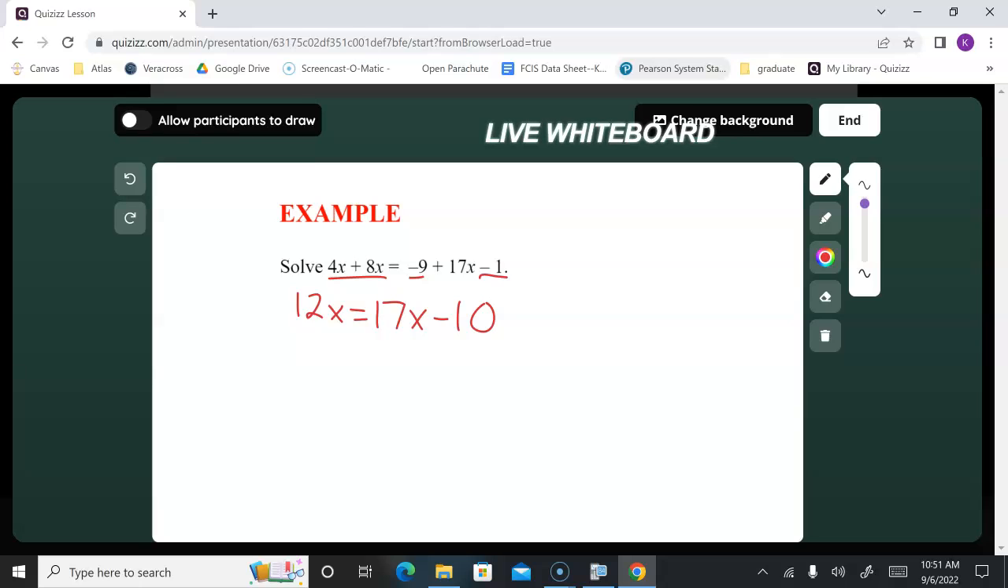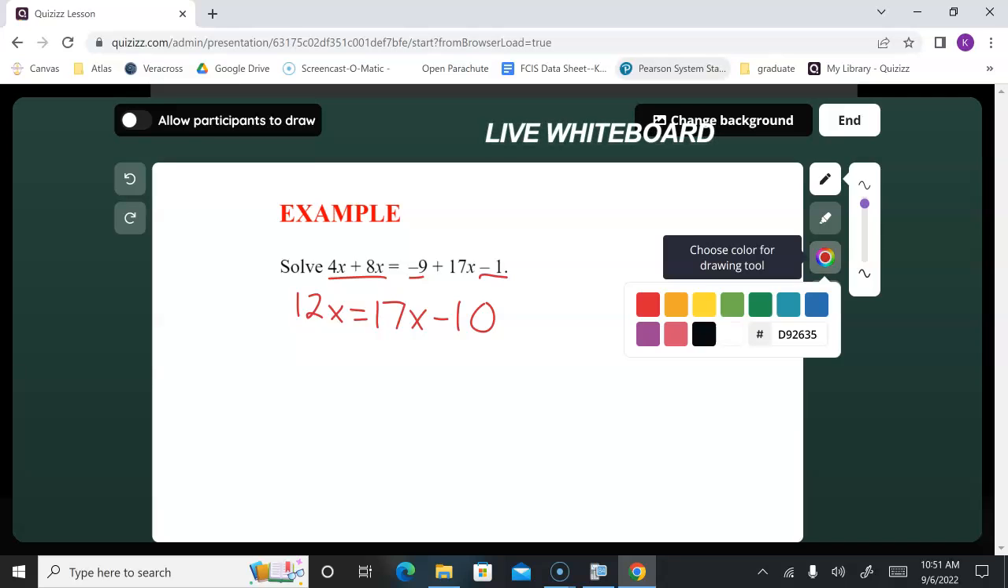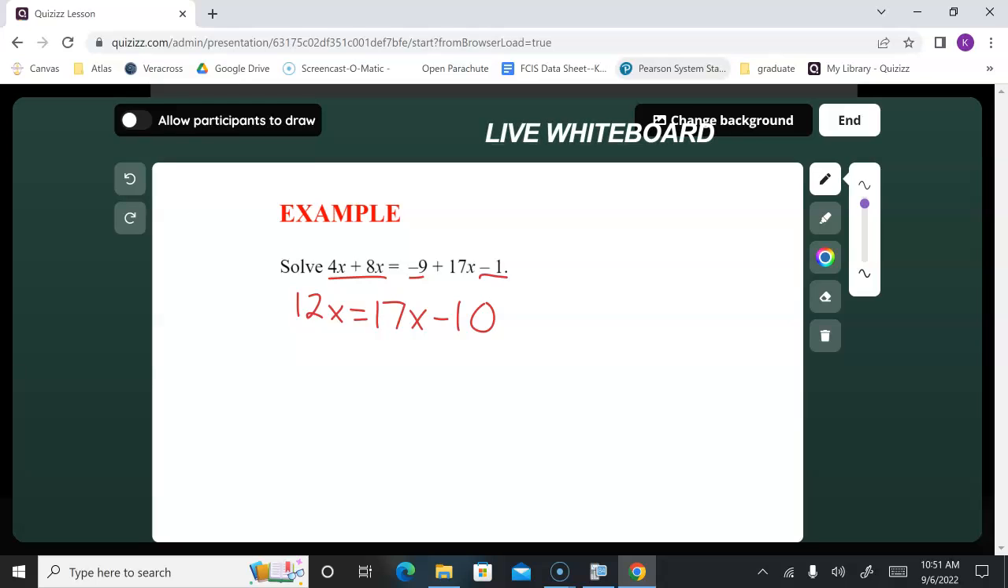Now I'm going to use those properties of equality. I have two variables. I need one. How do I move one of the variables from one side to the other? We're going to subtract. We're going to do that inverse operation. And since they're both positive, we're going to subtract. Which one do you want to move, the 12 or the 17? 17. That's fine. All right? I don't want to do a negative. Well, it's 2 negative, so it cancels when it's positive. You can move the 12. You just have to move the 10 after.